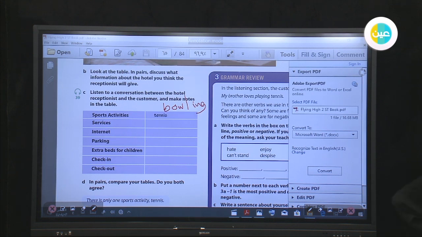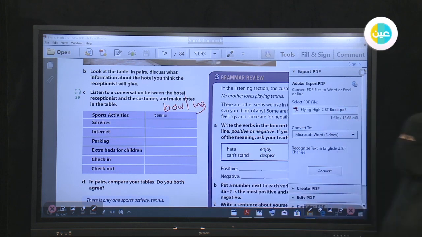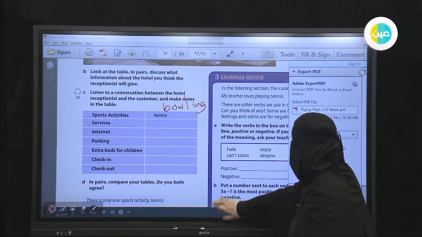Check-in will be at 2 p.m. and check-out will be at 11 a.m. These are the answers of the table.